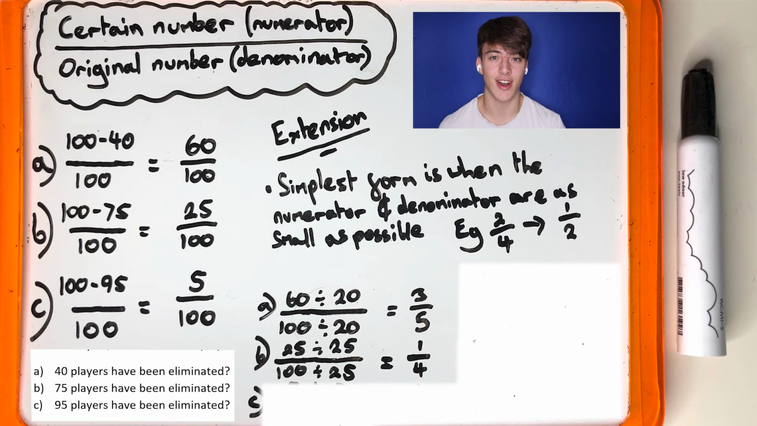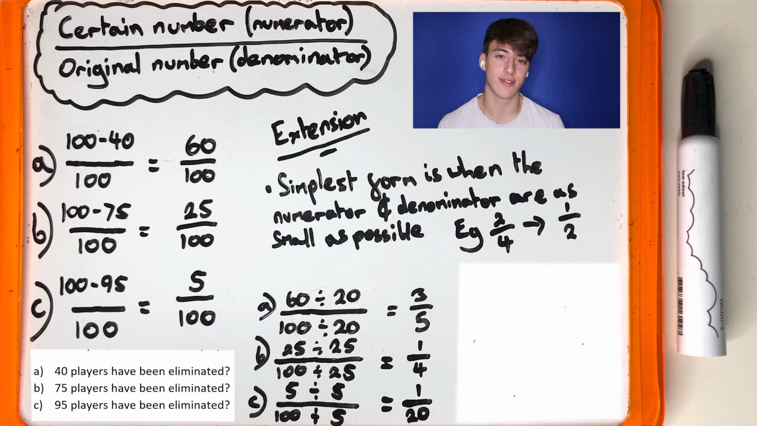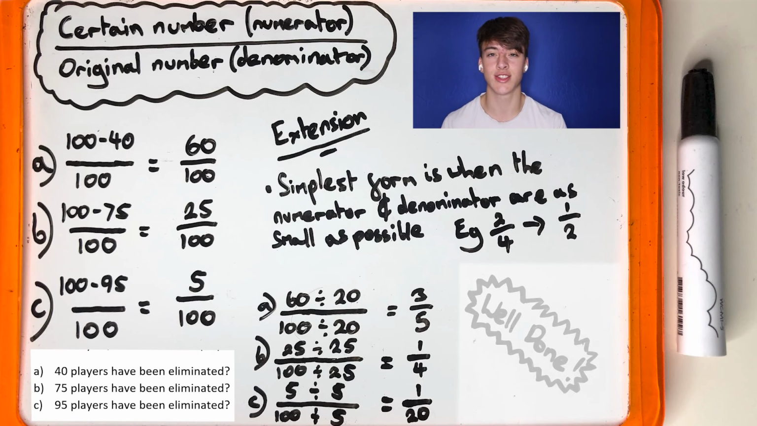And then finally for C, the highest common factor of 5 and 100 is 5, so I'm going to divide the numerator by 5 and the denominator by 5 to give 1 out of 20, or 1/20th, for the fraction in its simplest form. And that's the answers to all of the questions.